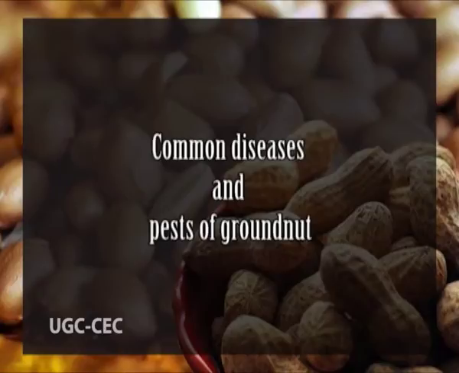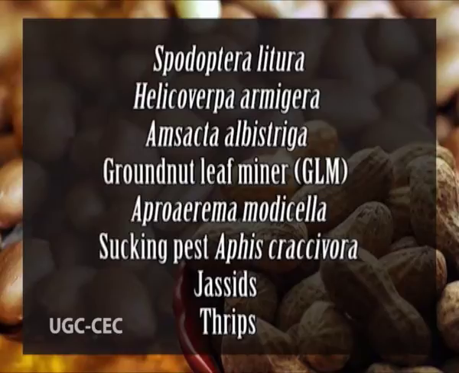Now we discuss some common diseases and pests of groundnut. Groundnut is a principal oilseed crop that suffers severe yield loss due to insect pests and diseases at different stages of crop growth. Many defoliating caterpillars such as Spodoptera litura, Helicoverpa armigera and Amsacta albistriga, the groundnut leaf miner Aproaerema modicella, and sucking pests like Aphis craccivora, jassids and thrips attack the crop and cause severe economic losses.